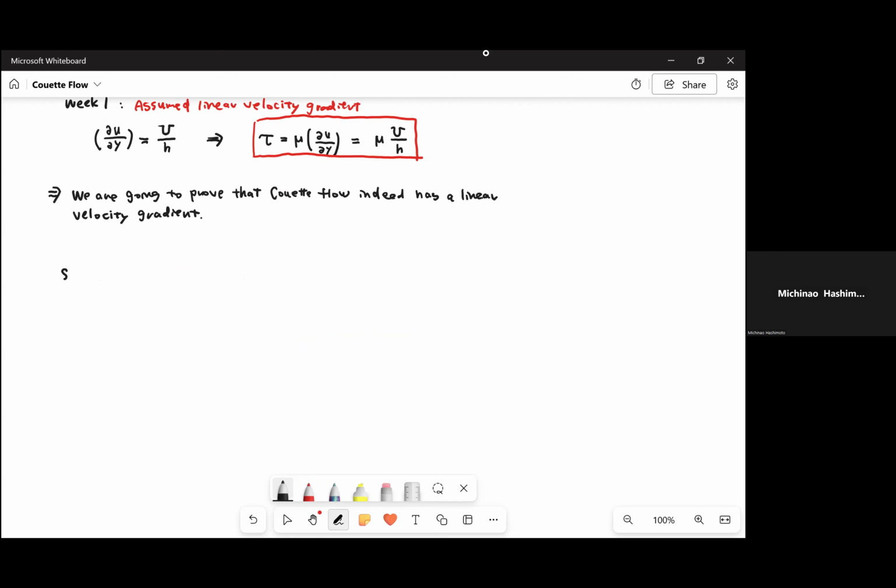The objective again is solving the Navier-Stokes equation for the Couette flow. This is really a good example because, if you remember, Couette flow is very, very simple. Yet even with this very simple geometry, solving the differential equation ends up a bit cumbersome.